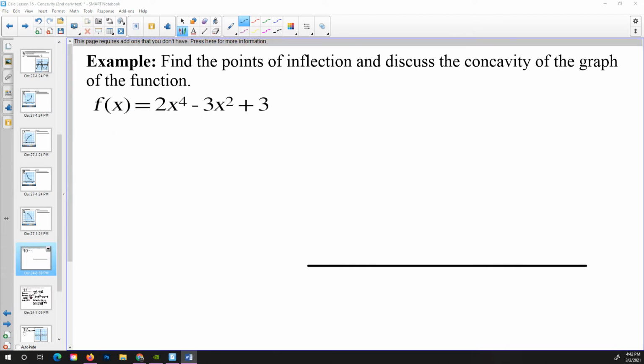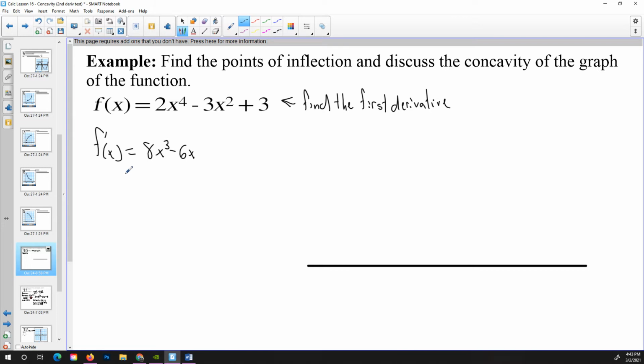Next example. Find the points of inflection and discuss the concavity of the graph of the function f of x equals 2x to the fourth minus 3x squared plus 3. And so the first thing we want to do, find the first derivative. And so f prime of x, 4 times 2 is 8. x, reduce this by 1 to give me a third. 2 times 3 is 6. And the derivative of a constant is always 0.